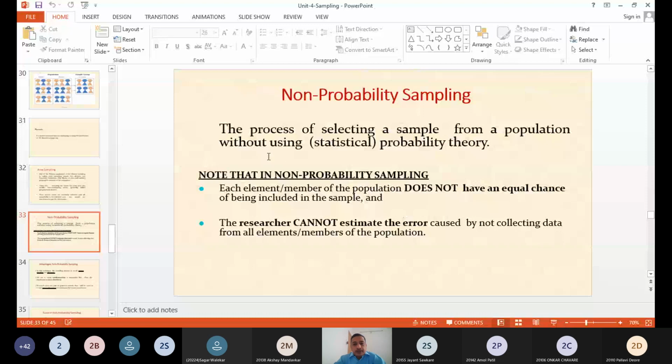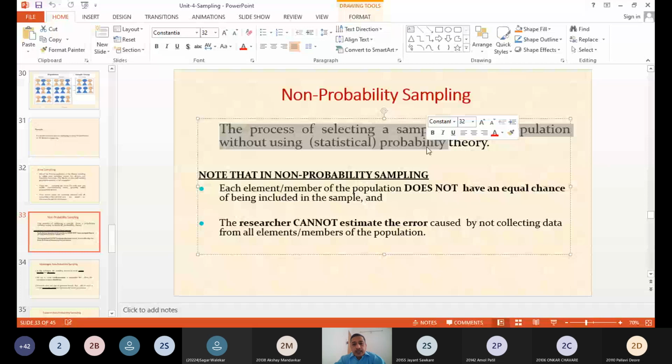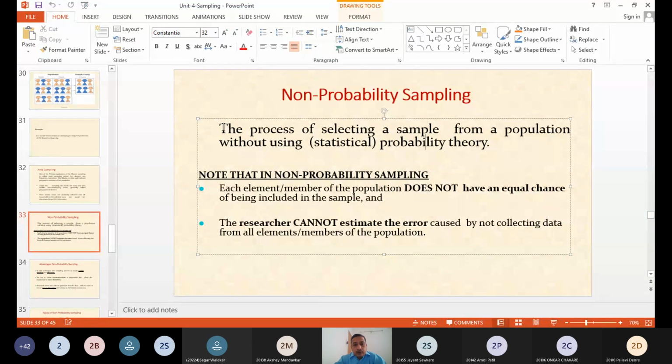So non-probability sampling means it is a process of selecting a sample from a population without using statistical probability theory. So here these non-probability sampling methods will not be based on probability theories. So without having a probability theory, the characteristic of randomness will not be there. So here the probability of getting selected will not be equal for every individual. Therefore this type of sampling method will be called non-probability sampling.